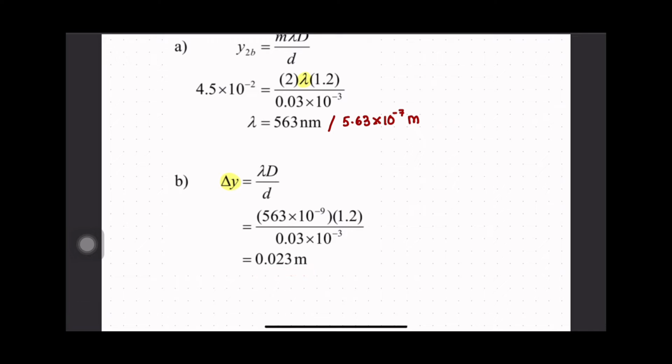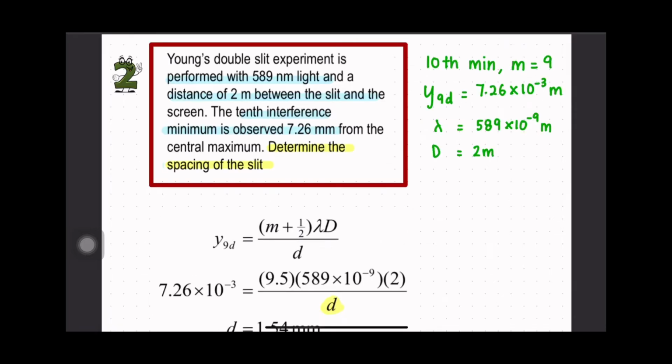0.023 meter. Okay, next example, we have a Young double slit experiment performed with 589 nanometer light and the distance of 2 meter between the slits and the screen. So the tenth interference minimum is observed at 7.26 millimeter from the central maximum. Determine the spacing of the slit. Okay, so kat sini you tulis dulu nanometer, so means that the wavelength is 589 times 10 to the power of negative 9 meter, and 2 meter is the distance between the slit and the screen.